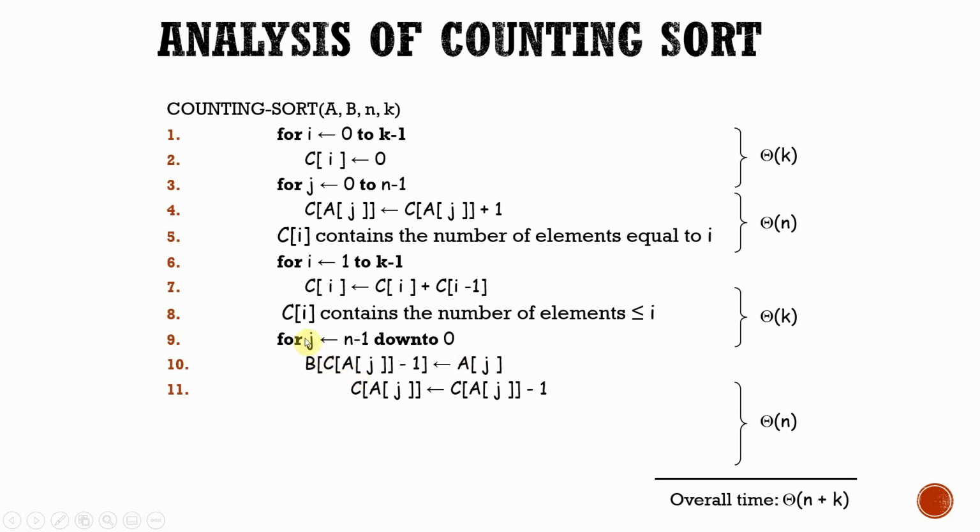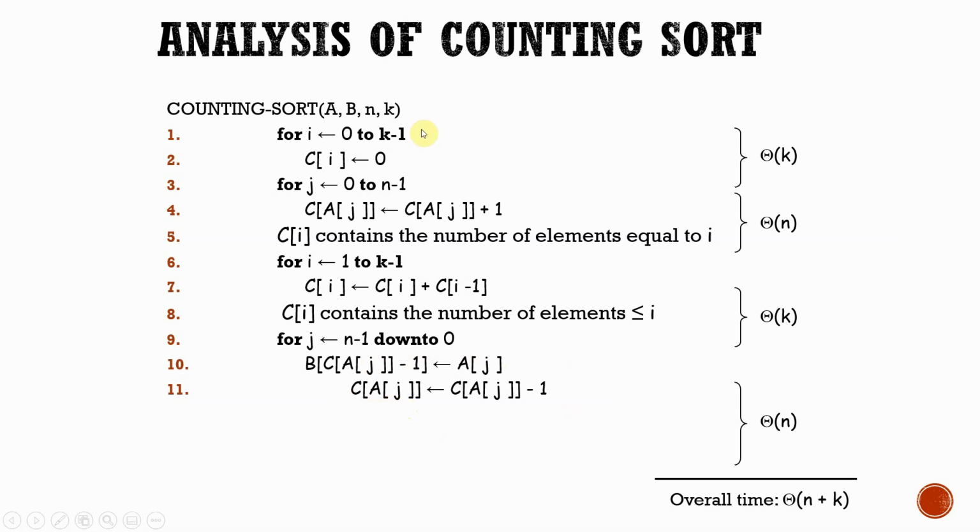Here, B is our output array. We look at the array A, but we go from the end of it to the beginning. I'll mention why this is the case in a minute. And what we do is find the rank. But because this gives us the location and our indices start from 0, we have to subtract this by 1. So we move A[j] to this location in B, and we also decrement the element in the count array.